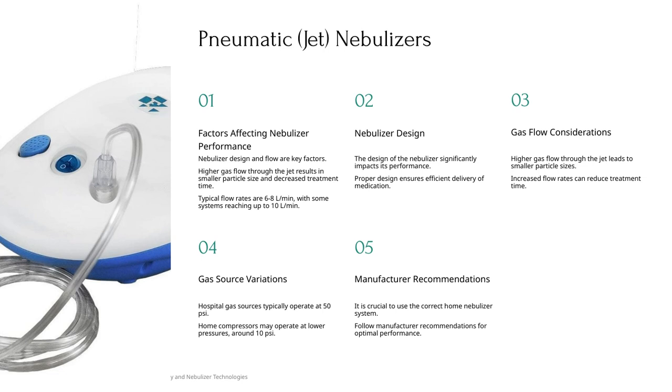When we talk about nebulizer performance, both the design and the flow rate are key factors to consider. Higher gas flows, typically between 6 to 8 liters per minute, with some systems going up to 10 liters per minute, produce smaller particles and faster treatments. Specifically, pneumatic or jet nebulizers rely on this gas flow to generate the aerosol. So, selecting the right system and setting it correctly is crucial for effective therapy. Overall, understanding these factors helps us optimize treatment and achieve better patient outcomes.